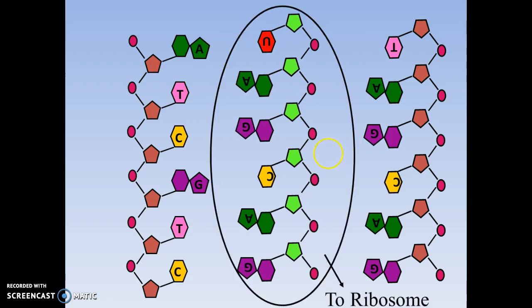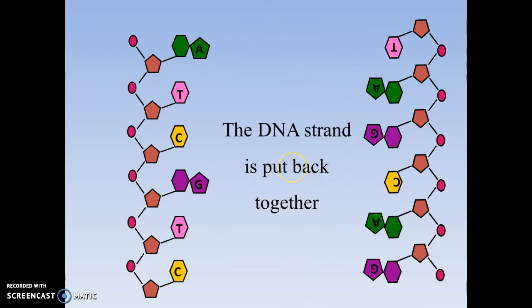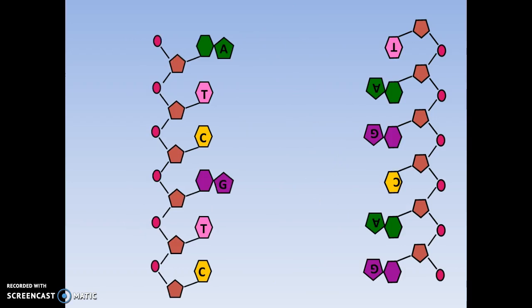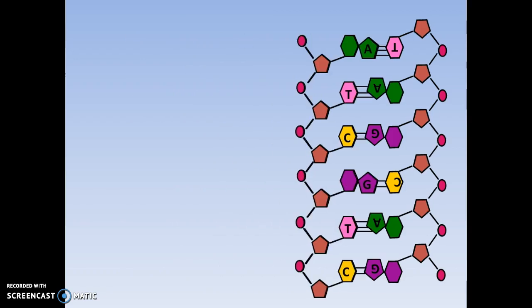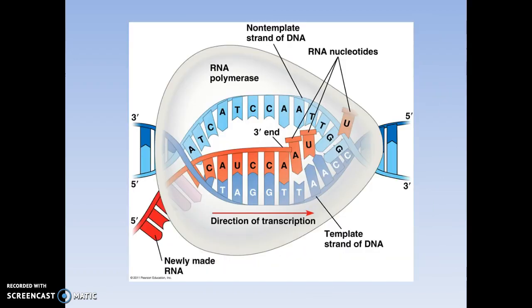So there goes the RNA. It's going to exit to the ribosomes. And now the DNA strand can simply reform. That double helix will re-zip. Those original base pairs will reform.